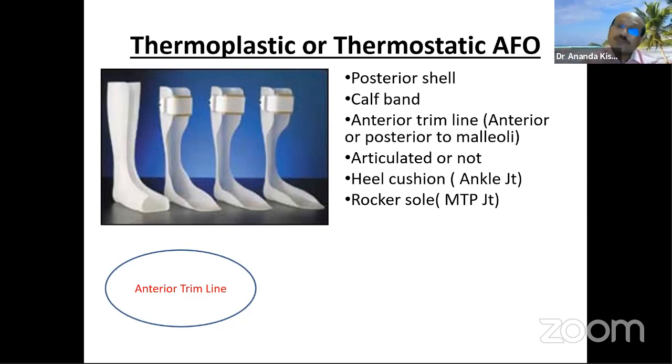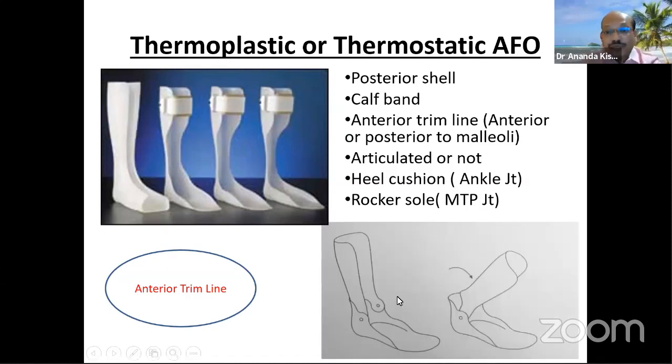But if the subtalar joint is also affected, then this type of orthosis should be used, because the anterior trim extends anterior to the malleoli. So if there is instability or dysfunction of the subtalar joint, that can be easily covered. So we have to see whether the anterior trim line is anterior or posterior to the malleoli, depending on the subtalar joint involvement. This is non-articulated, so we have to add some heel cushion under the heel to simulate the ankle joint function, and the rocker sole under the forefoot, just opposite to the metatarsophalangeal joint, to simulate the metatarsophalangeal joint.